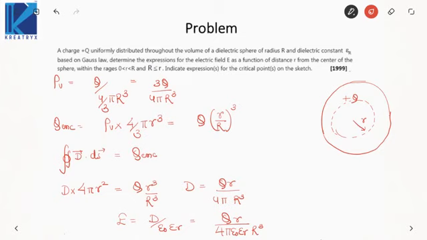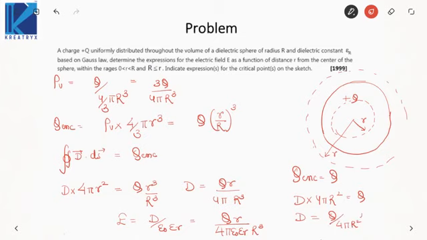Now when you take the Gaussian surface that lies outside the sphere, what is the charge enclosed inside that surface? The total charge is enclosed. Again, if you apply Gauss law, D into 4 pi r square is the charge enclosed. So what is D? Q by 4 pi r square, which means what is E? Q by 4 pi epsilon naught epsilon r into r square. Okay. So that will be the charge enclosed. Sorry, that will be the electric field.